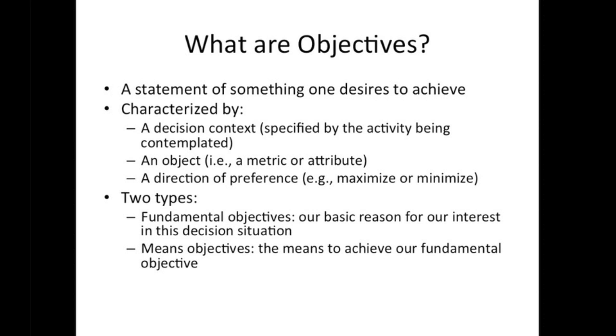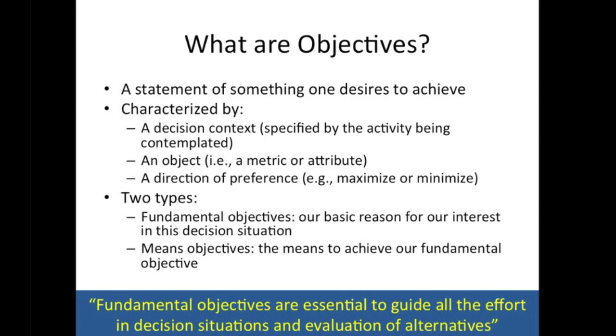It's also important to note that there are two types of objectives: fundamental objectives and means objectives. In structuring objectives, we're mainly concerned with fundamental objectives, or the basic reason we're engaged in the decision situation. The means objectives are clearly the means to achieving our fundamental objectives. The bottom line is that we need to define and structure the fundamental objectives so that we can use the resulting value model to help us evaluate our alternatives.